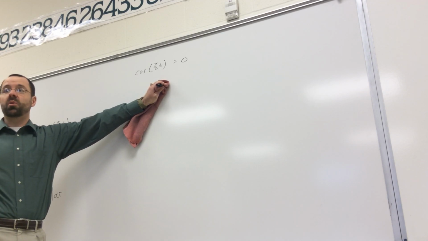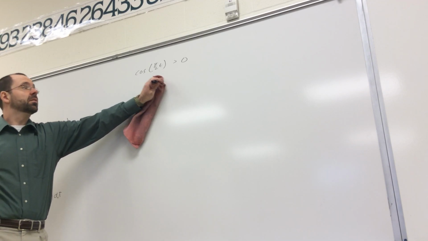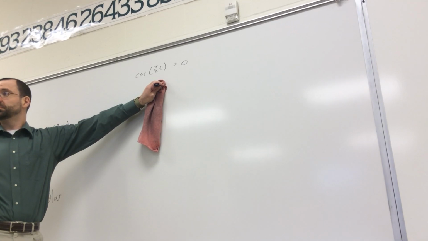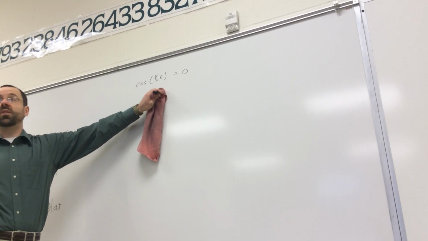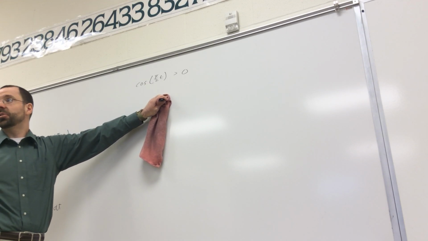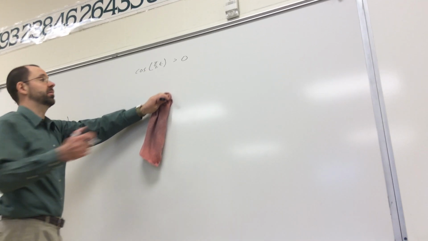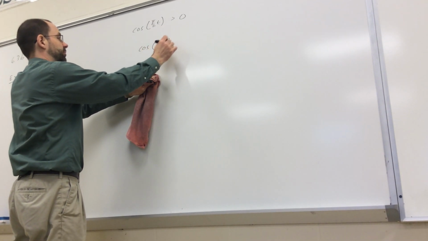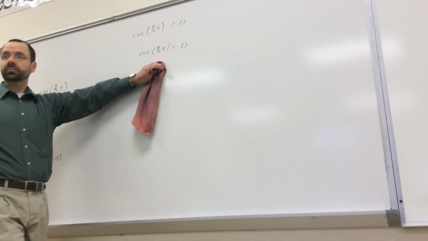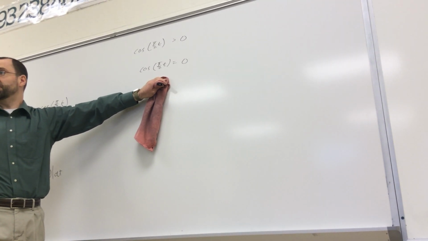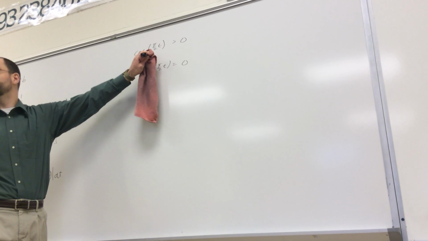Now, when you solve an inequality, you're trying to figure out when it's positive. How do you start out? You have to find out when it equals 0, because that's where it might switch. So anytime you solve an inequality, first you set it equal to 0. So we've got to figure out when the cosine of pi over 2t is equal to 0. And then that's going to help us figure out when it's greater than 0.